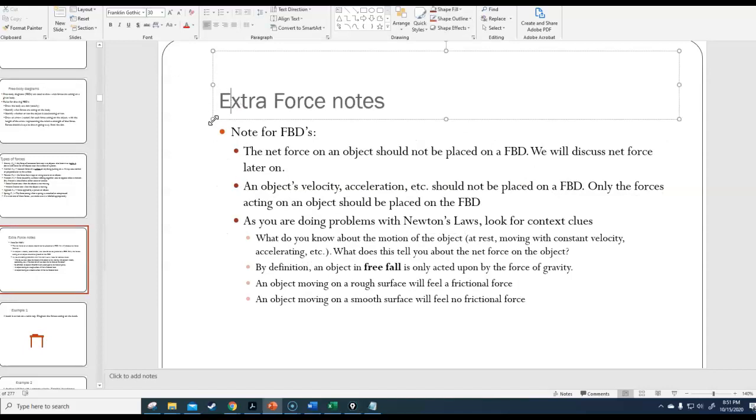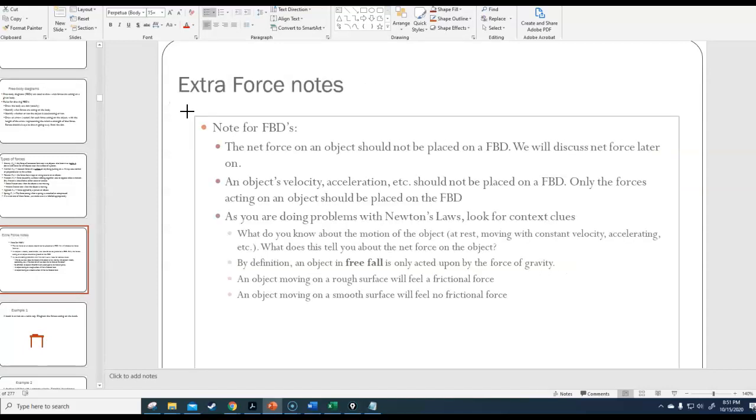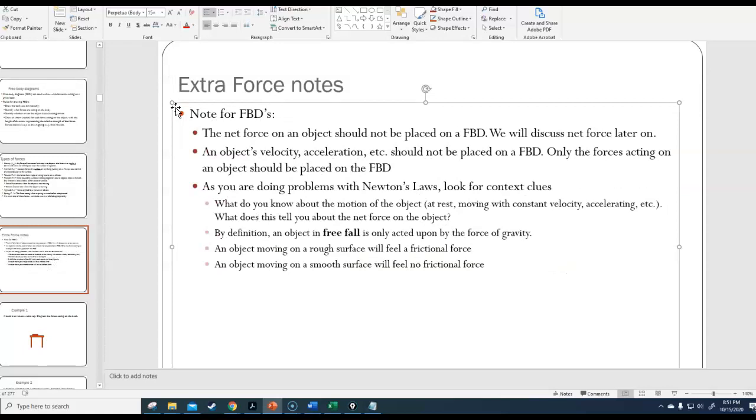Just some really important extra notes before we get into these FBD examples. Make sure that when you're drawing a free body diagram, you do not draw net force on it. Remember, the net force is the sum of the forces acting on that object. Net force does not go on a free body diagram. Velocity, acceleration, things like that do not go on a free body diagram. The only thing that should be on an FBD are forces. I should also mention a free body diagram does not show you which way an object is moving. It has nothing to do with that. An FBD shows you nothing more or less than the forces acting on an object.